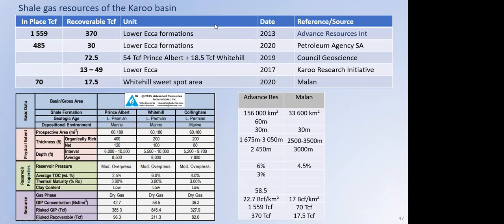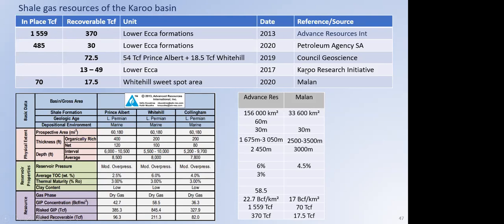Right. Shale gas resources in numbers. In place, 1.6 billion TCF, or 16,000 TCF. Recoverable, in this case about 20 to 25%, 370 TCF. This is an evaluation by Advanced Resources. You can look at the detail. They've evaluated all 3 units: Prince Albert, Whitehill, Collingham. PetroSA on their website quote a number of 485 in place, recoverable 30 TCF. Council for Geoscience add Prince Albert and Whitehill together and they come to 72.